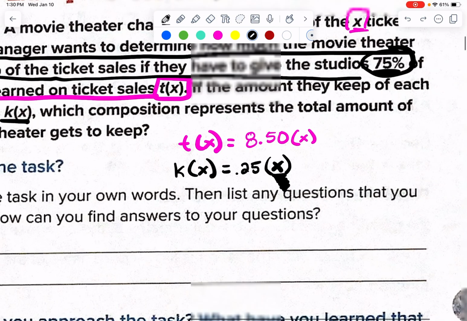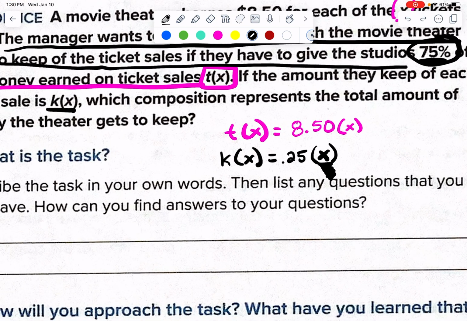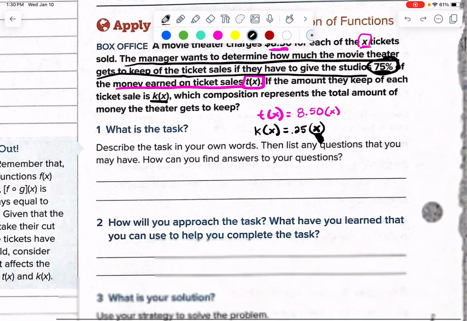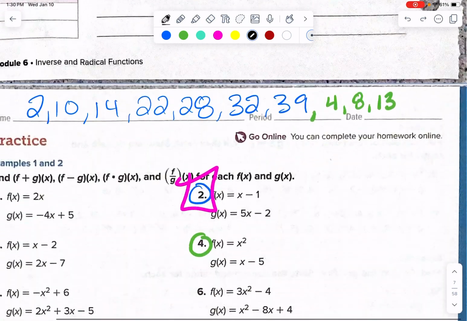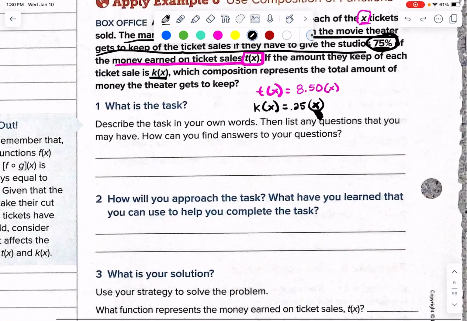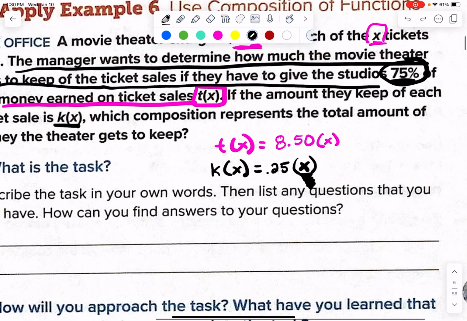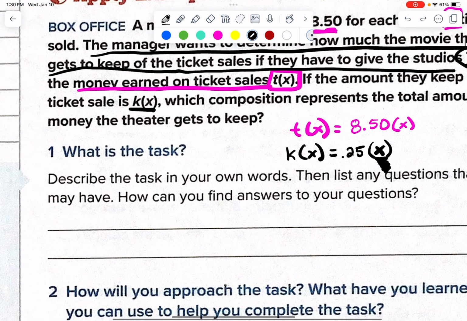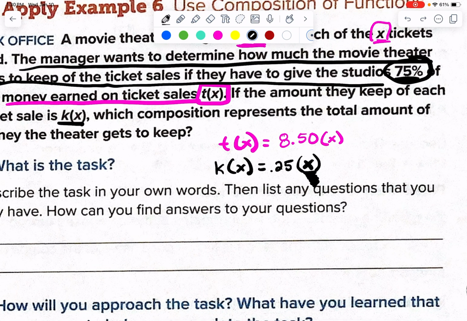Now, it says they want us to write a composite function. Do they give us choices? No, they don't give us choices. We're going to write a composition function to determine the amount of money that the movie theater gets to keep.